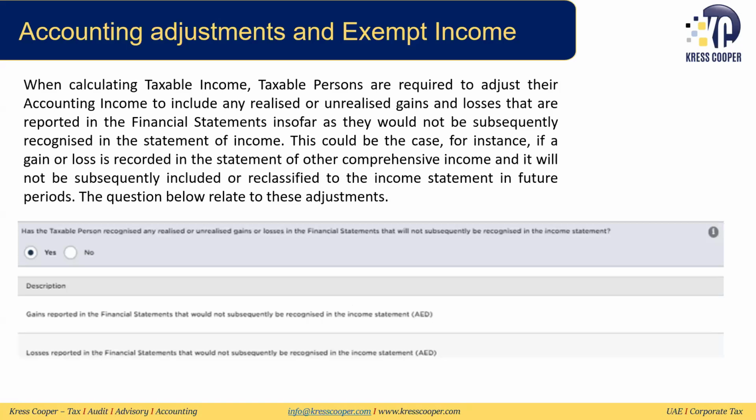Now when we are calculating taxable income, the taxable person will also be required to adjust their accounting income to include any realized or unrealized gains or losses that are reported in the financial statements, insofar as they would not be subsequently recognized in the statement of income. When can this be the case? For instance, if a gain or loss is recorded in the statement of other comprehensive income, but will not be subsequently included or reclassified to the income statement in future periods. Then you will have to answer this question appropriately and put in the figures for that.